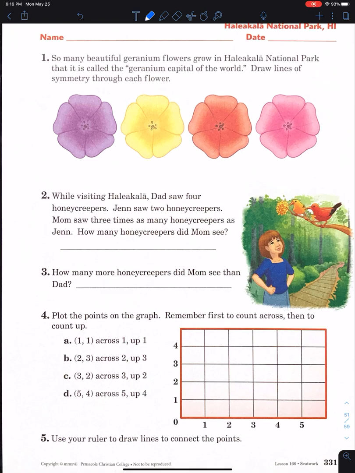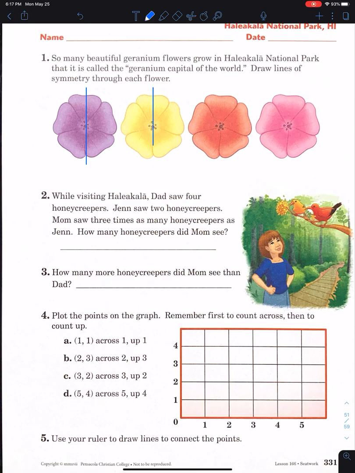Do you guys remember what a line of symmetry is? It's a line that goes straight through the middle of your item or your object, so that if you folded it directly in half along that line, both sides would line up evenly. So for the purple geranium, let's see what we got here. There we go. That's a line of symmetry. If we fold that flower, both sides will line up pretty evenly.